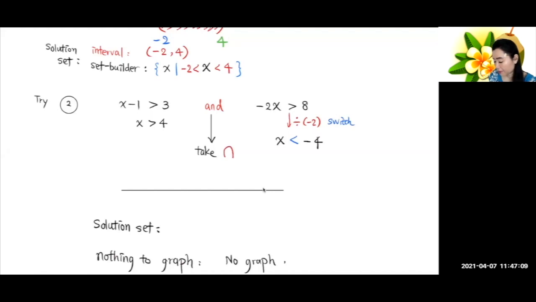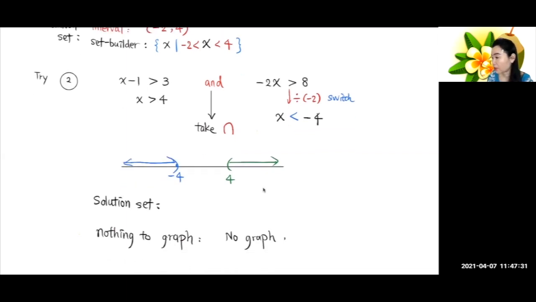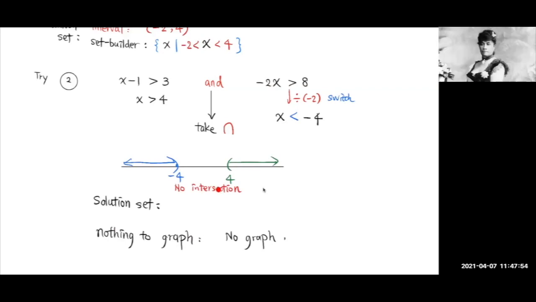So I will graph both of them. Greater than 4 will be this one over here. Less than -4 will be this part over here. Well, do they intersect? No. No intersection. So what do you think about the solution set if there's no intersection? None. It's an empty set. You got it. So the solution set will be the empty set.